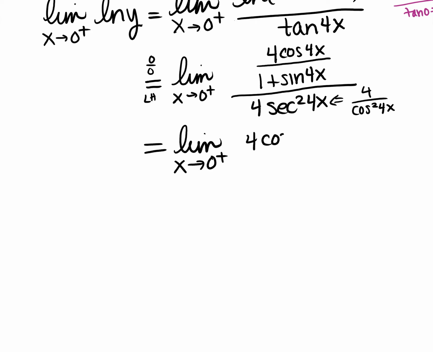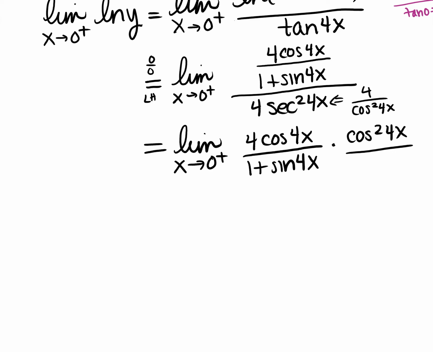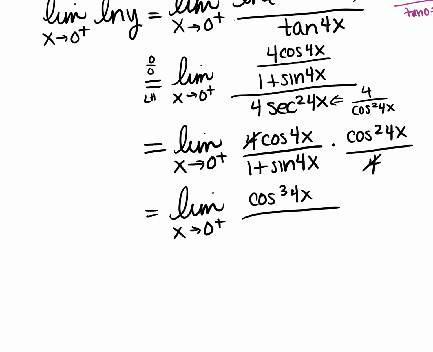So what do I do when I divide fractions? We flip it and multiply. So I think this is actually going to work out pretty nice. We may have to do L'Hopital's one more time, but I don't think we're going to have to. I'm going to flip this guy and multiply. So this becomes cosine squared of 4x all over 4. My 4's cancel. So I have the limit as x approaches 0 from the right of cosine cubed of 4x all over 1 plus 4x sine of 4x. Oh, I don't have to do it again. That's pretty cool. Although I like doing it, so, you know.